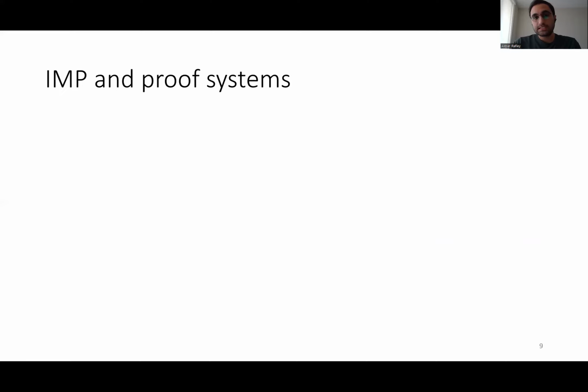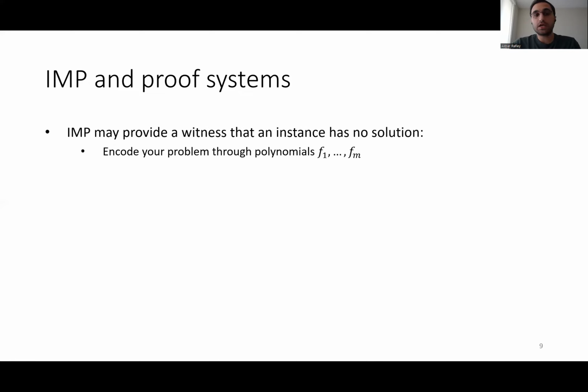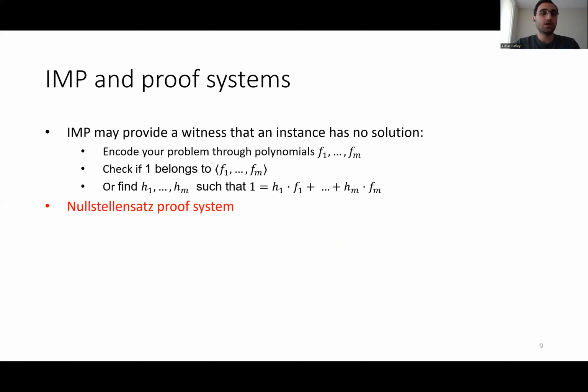So the IMP: why do we care about IMP? This is at the heart of many proof systems. As we saw here, IMP may provide a witness that an instance has no solution, right? So we encode the problem using these polynomials, and then we check if one belongs to the ideal or not. And in some cases, we are able to find a proof of such a membership. And in proof complexity, people are interested in the size of such proofs, the smallest proofs.